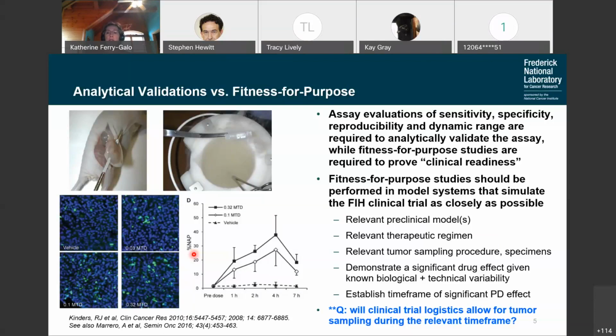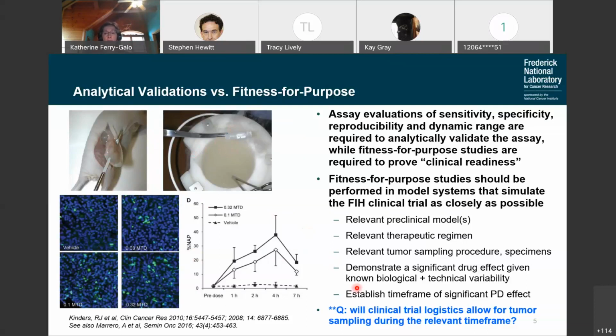Fitness for purpose studies are performed in our program in a model system, using a complete model system that simulates the clinical trial as closely as possible. For example, using the most relevant preclinical models available, a relevant therapeutic regimen, and a relevant tumor sampling procedure. You see here a picture of a mouse. This is a live mouse being biopsied with an 18-gauge needle and rapidly flash frozen. This is exactly what we would do. Obviously, it's not exact to what's going on in a clinical setting, but we try to replicate that as much as you can reasonably do so.